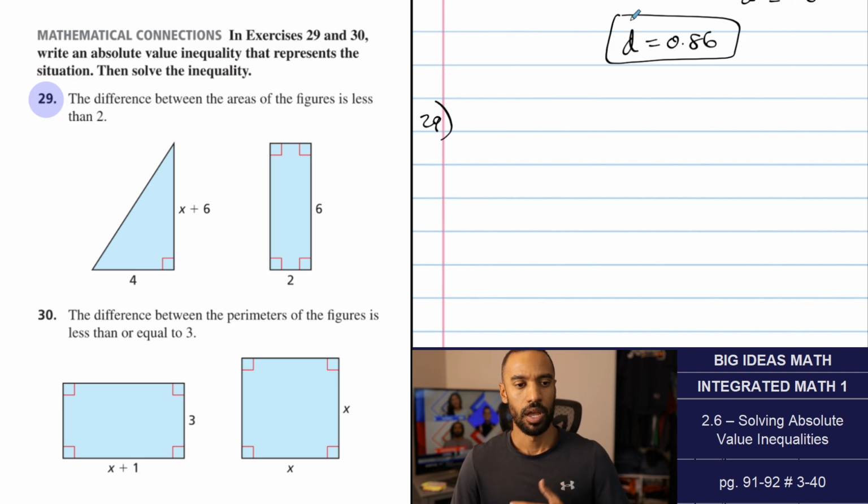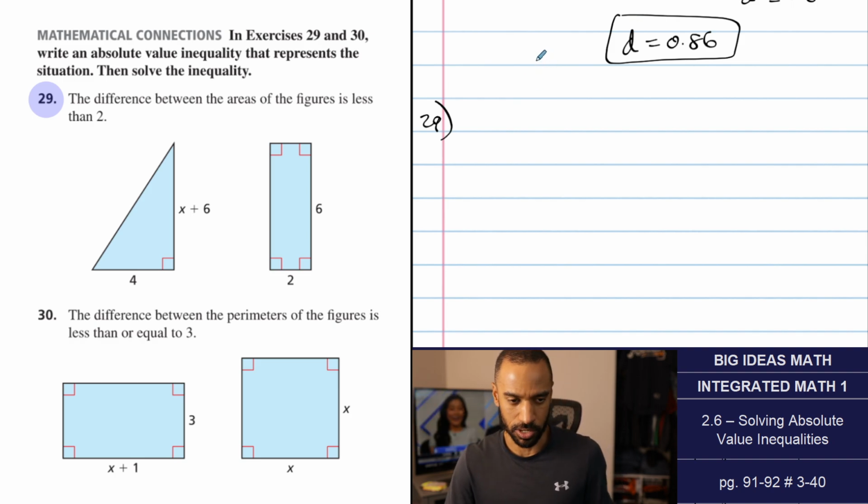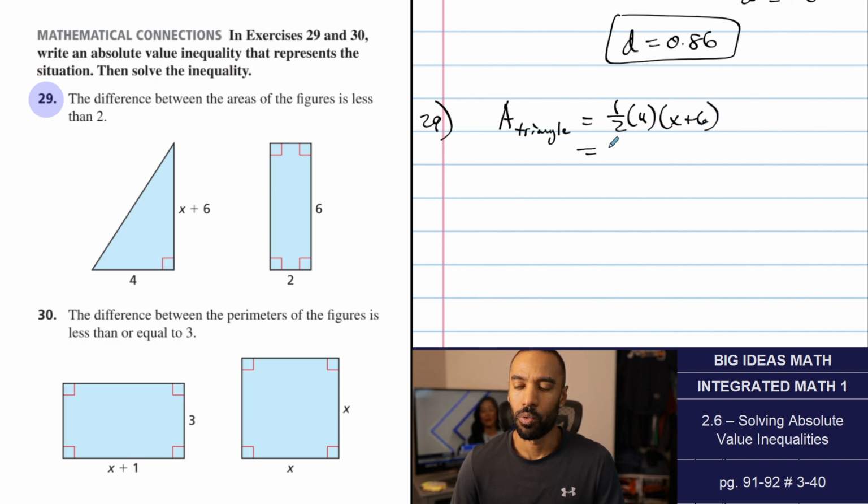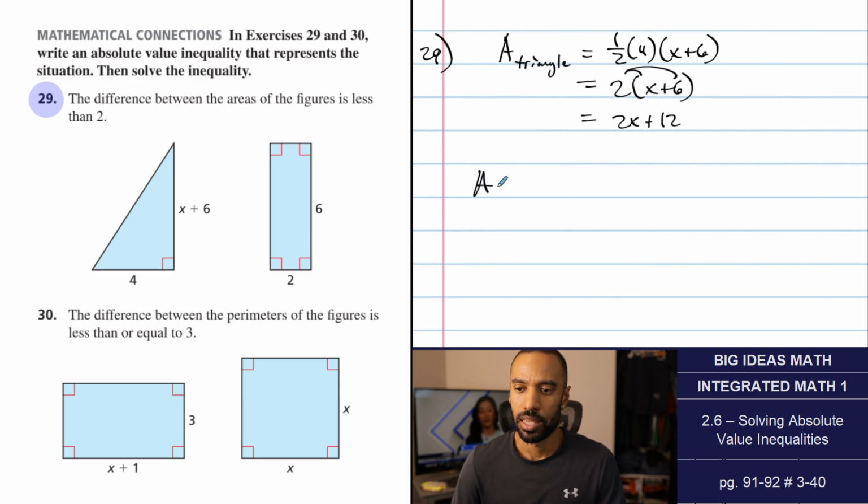Okay, in exercises 29 and 30, write an absolute value inequality that represents the situation, then solve the inequality. The difference between the areas of the figures is less than 2. Okay, now, we solve it? Okay, so the thing is, for the area of the triangle is 1/2 base times height. Now, 1/2 of 4 is 2, and 2 times x plus 6 distribute is 2x plus 12. 2x plus 12 square units for the area of the triangle. The area of the rectangle is length times width, which is 12 square units.